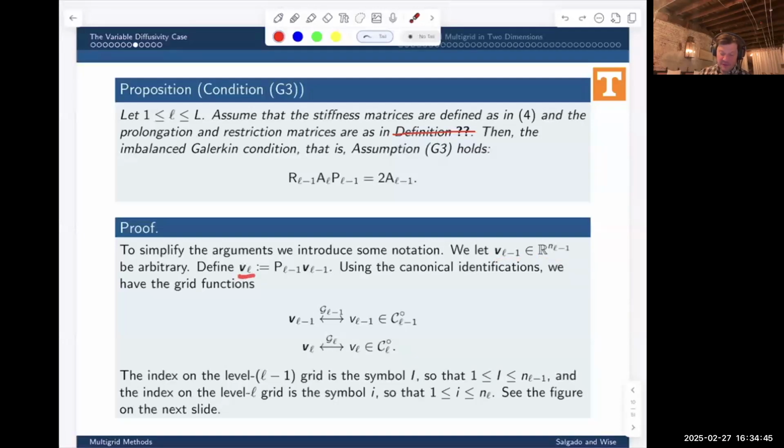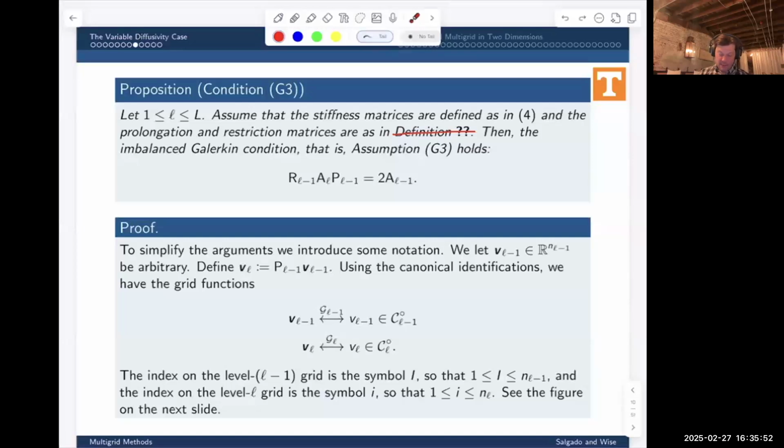We're going to define v_L to be the prolongation of that. This can then be related to some grid function in this interior grid function space, C_{L-1} circ, through the grid function basis. This vector is related to some grid function v_L through the basis on level L. And of course, this grid function lives in C_L circ. This means a cell-centered grid function that has only interior values. It doesn't have anything in the exterior, and doesn't have any ghost cells.